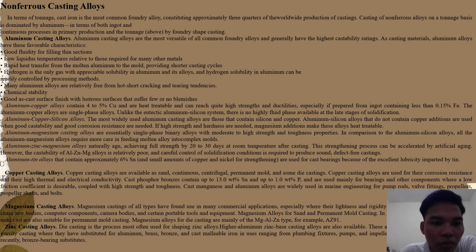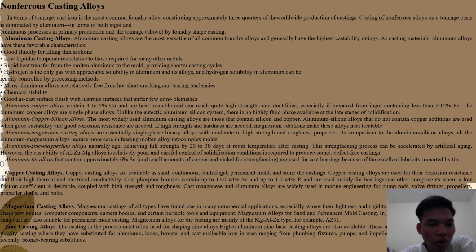Aluminum casting alloys. Aluminum casting alloys are the most versatile of common foundry alloys and generally have the highest castability ratings. As casting metals, aluminum alloys have these favorable characteristics: good fluidity for filling thin sections, low melting temperatures, relative rapid recovery from many metals, rapid heat transfer from the molten aluminum to the mold, providing sharp casting characteristics. Many aluminum alloys are relatively free from hot shortness, breaking and tearing tendencies.